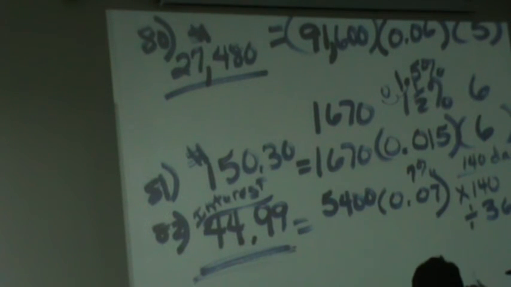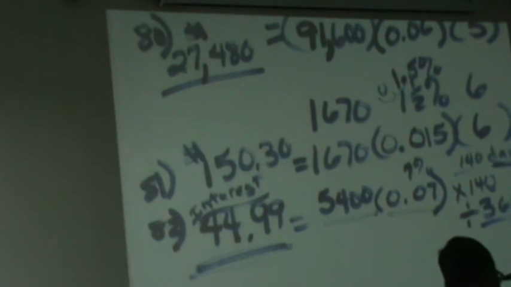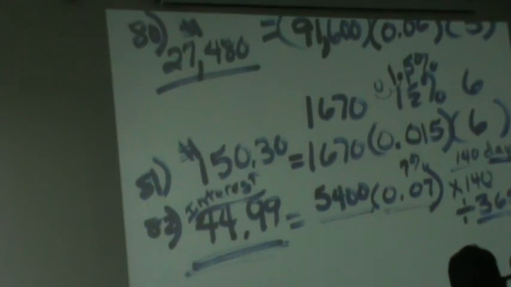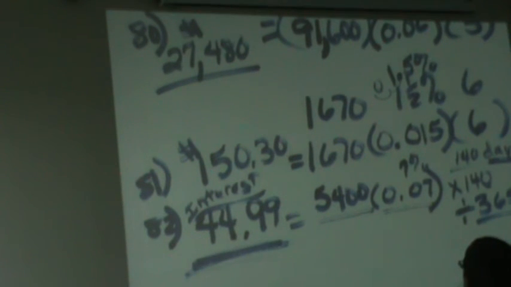No, but 54 times 0.07? And then it was 140 days, so we did how many days divided by how many days in a year? So it's 54 times 0.07 times 140 divided by 365. 5,400 times that, divided by that. After you do all that on the calculator, you should get $44.99?